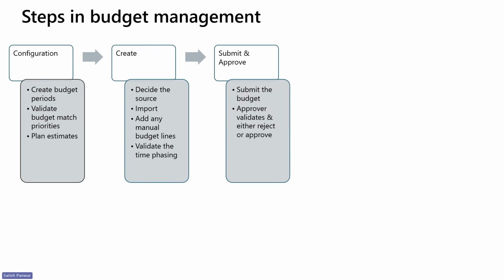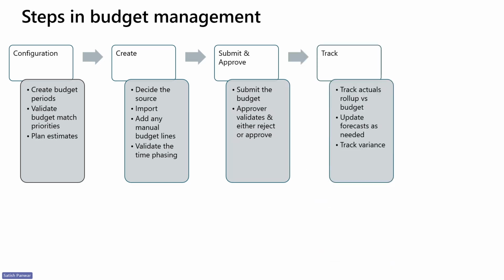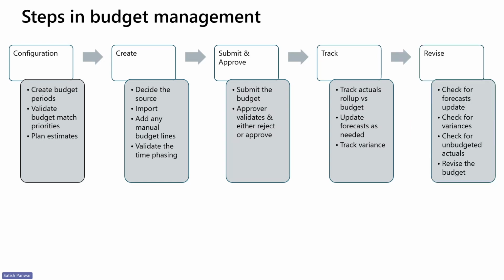The project budget needs to be submitted for approval. And once the approver validates the budget and approves it, it is available for tracking. In the tracking mode, all the actuals which are created in the projects periodically get matched against the budget lines and also the budget line details. And the actuals will be updated, and you can track if there is any variance with respect to budget versus actual. If there is a case where you find a variance, you can update the forecast.